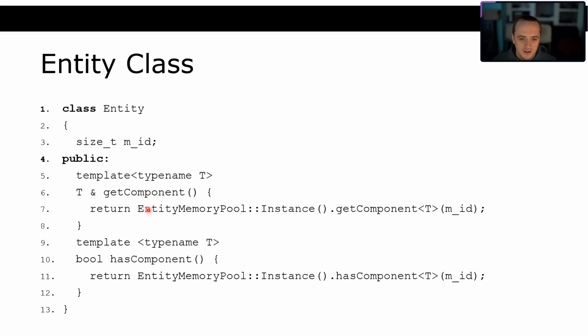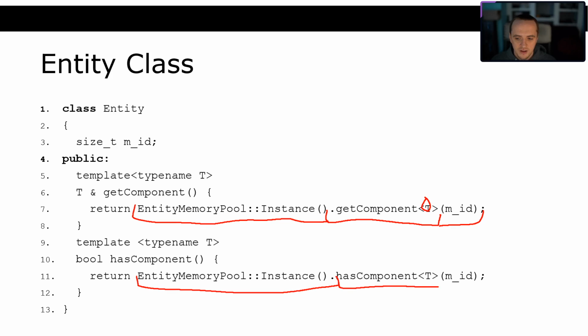We just return entity memory pool, the instance of it. So this is how we get the singleton entity memory pool, and we call its get component function of the given type with the ID. Done. If we want to get whether or not it has a component, we just call the same thing on the has component function, which looks it up by ID. It's done. It's crazy. So that's how we implement this: we have the entity memory pool be a singleton that we can access from within the entity class.